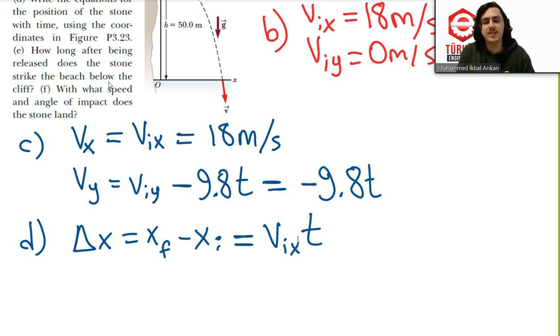and it's asking for x final as a function of time, so you can say that x final will be just equal to delta x. So you can put this one. Delta x formula as a function of time will be equal to this. And I know initial velocity in x, so it will be just 18 times time.